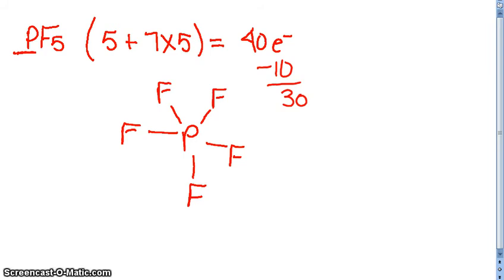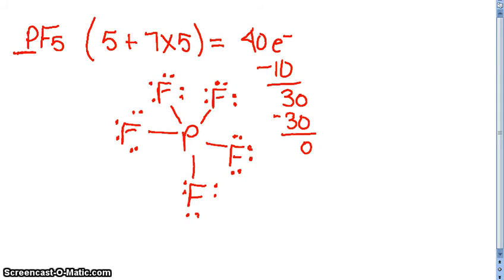Now I'm going to start filling my outer octets. So 2, 4, 6, 8, 10, 12, 14, 16, 18, 20, 22, 24, 26, 28, 30. Perfect. And we've used all of our electrons. So that is what your Lewis structure for PF5 looks like.